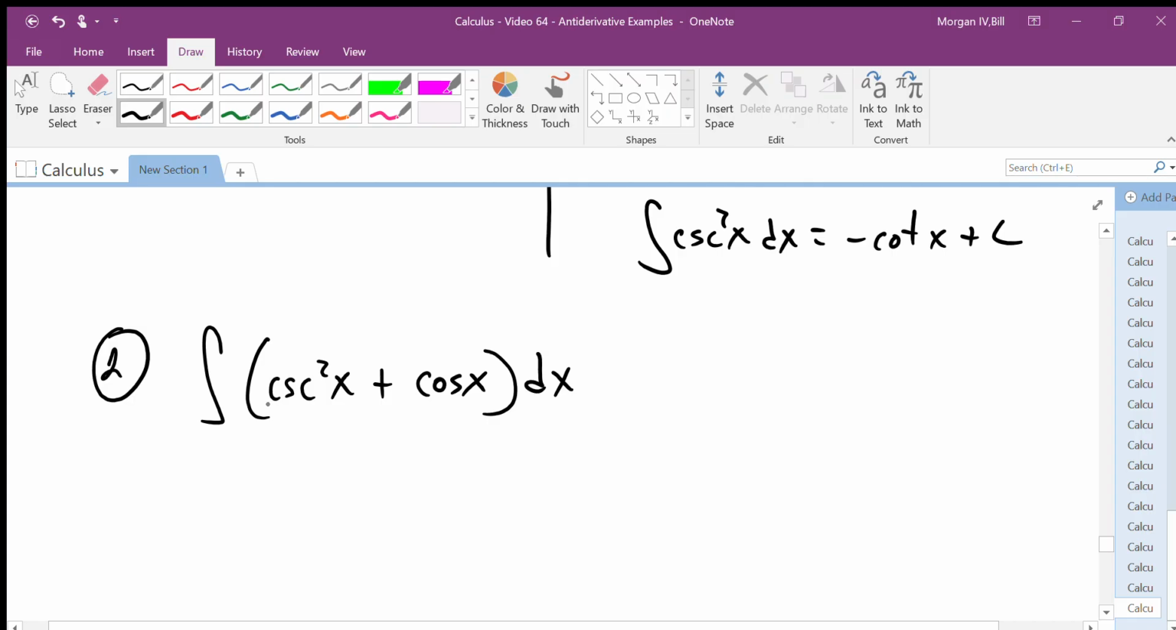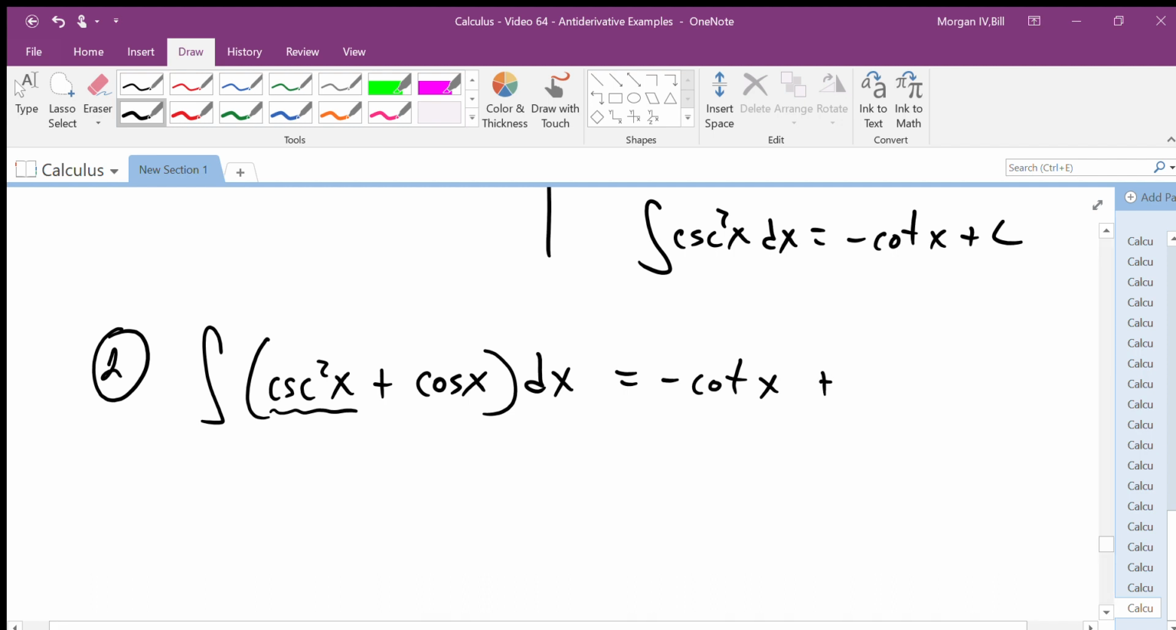Number 2, we'll take these in pieces. So we'll just first look at the cosecant squared. What trig function has a derivative of cosecant squared? That would be cotangent. But the derivative of cotangent is negative cosecant squared. We don't have the negative over here, therefore the negative must go on the cotangent of x. The derivative of negative cotangent of x is positive cosecant squared of x.